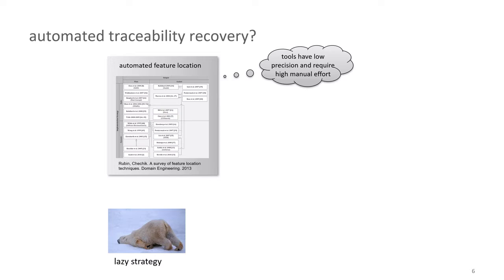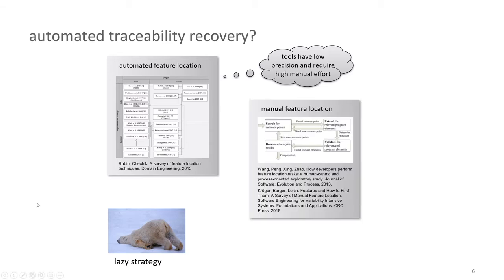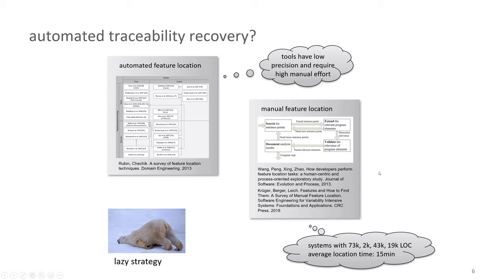You have to provide seeds to features. You have to set up the tools for your environment, and then often they give you too many false positives to be useful. And also manual feature location, there have been experiments that show that locating one feature can take easily up to 10-15 minutes in some relatively small systems already. So our focus is on recording traceability information early and during the development with embedded annotations.